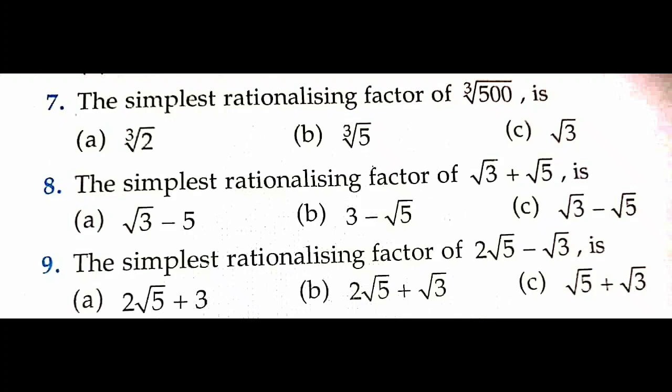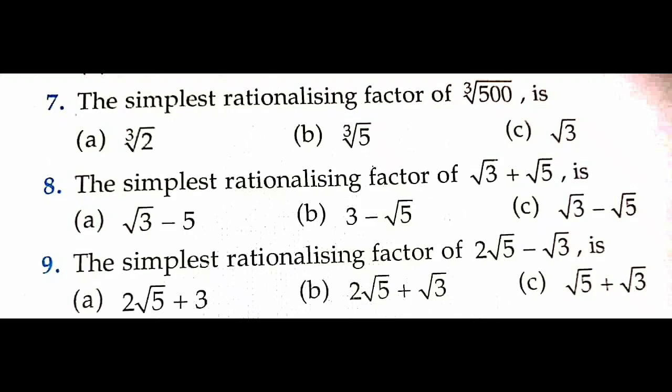Next we have the simplest rationalizing factor for root 3 plus root 5. It is the conjugate of it. Simply, if it is root 3 plus root 5, it should be root 3 minus root 5. So the right answer is C, that is root 3 minus root 5. Next we have the simplest rationalizing factor of 2 root 5 minus root 3. In the same way, the rationalizing factor for this is 2 root 5 plus root 3. That is option B, right in this situation.